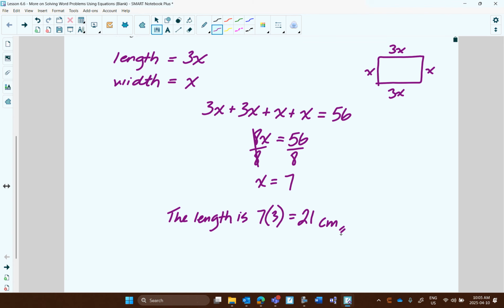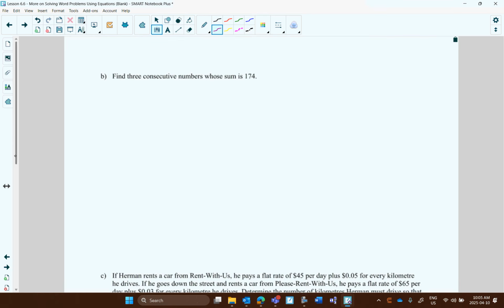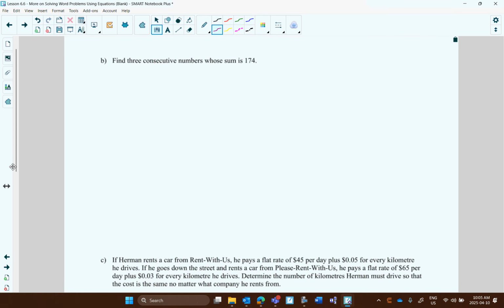Okay. So that's a new type of word problem, perimeter. Next, consecutive numbers. Well, before we do this, you have to know what consecutive numbers mean.